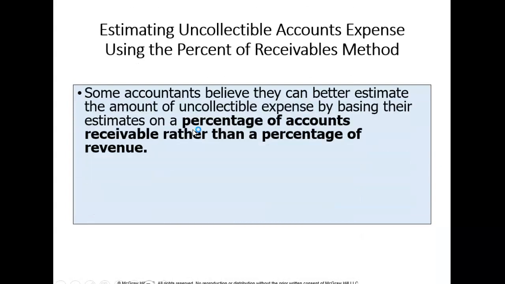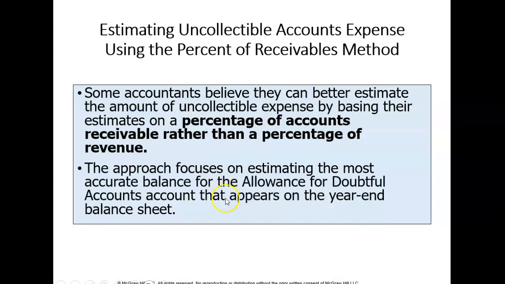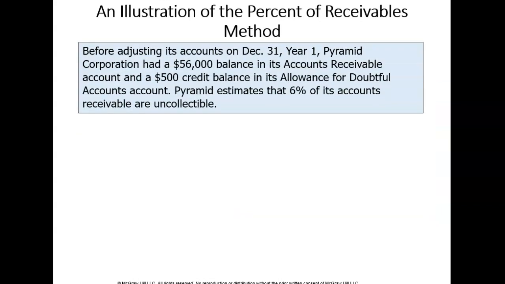Now, let me say this. The receivable method is different than the percentage of revenue. When we did the percent of revenue, the amount that you calculated was your uncollectible account expense. But with the percent of accounts receivable approach, you're now focused on the ending balance in the allowance for doubtful accounts. So again, it's a different approach. And I'll explain what I mean with some examples.